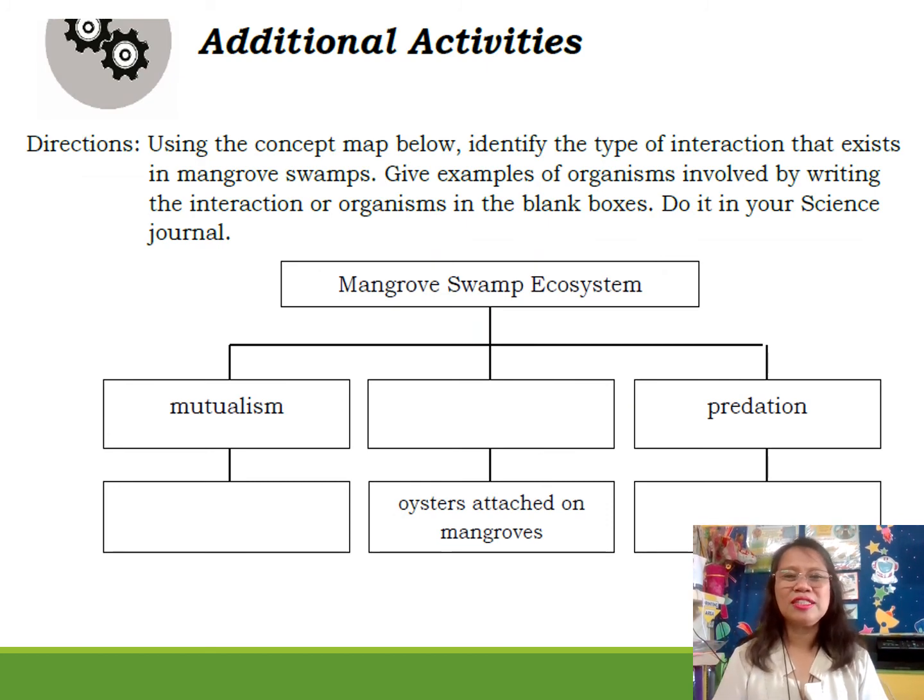For your additional activity, using a concept map below, identify the type of interaction that exists in mangrove swamps. Okay, so mutualism.